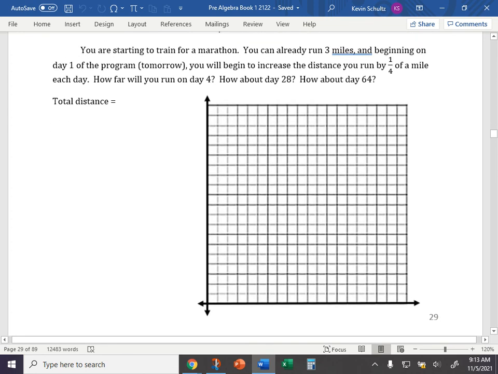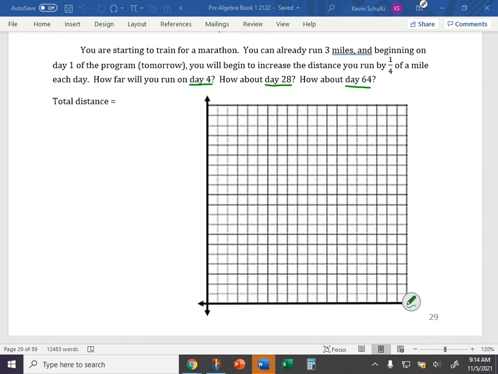It says you're starting to train for a marathon. You can already run 3 miles. And beginning on day 1 of the program, you'll begin to increase the distance you run by 1/4 of a mile each day. How far will you run on day 4, day 28, day 64? Because we're running low on time here, I'm going to give you the expression. Your variable is the day again, right? Because that's what changes there.